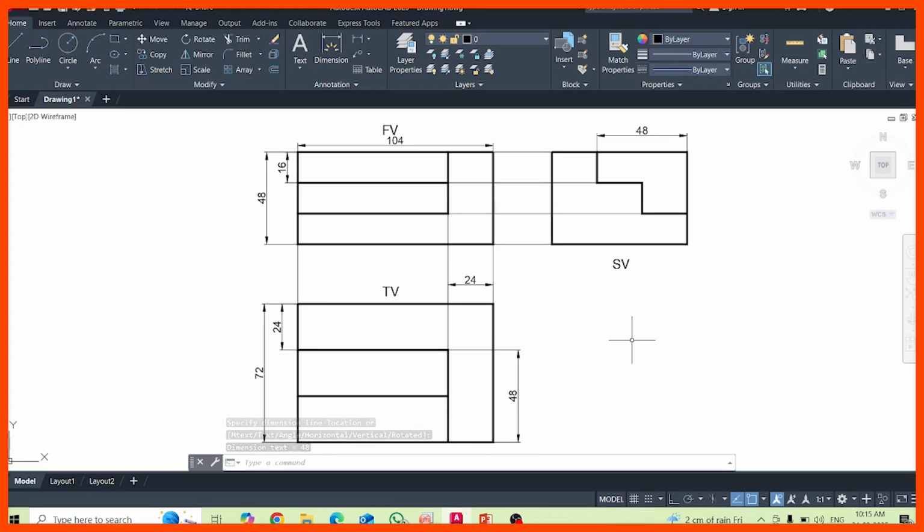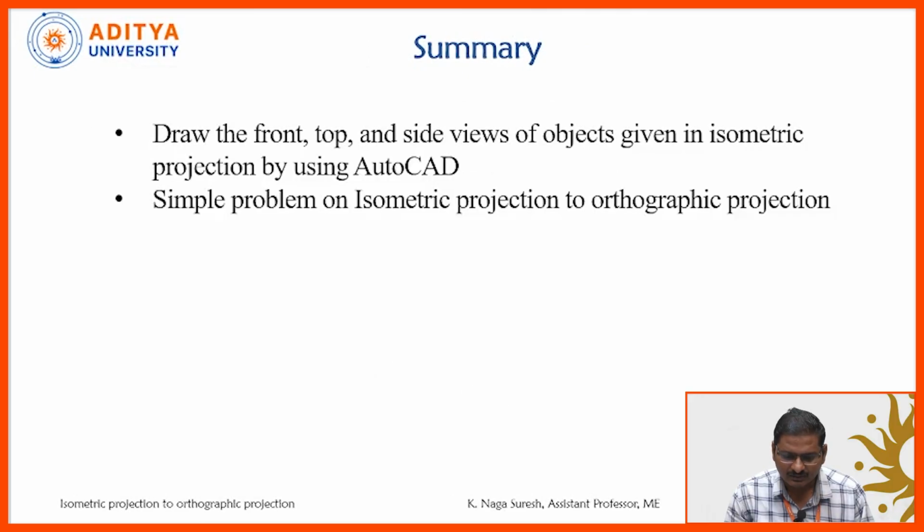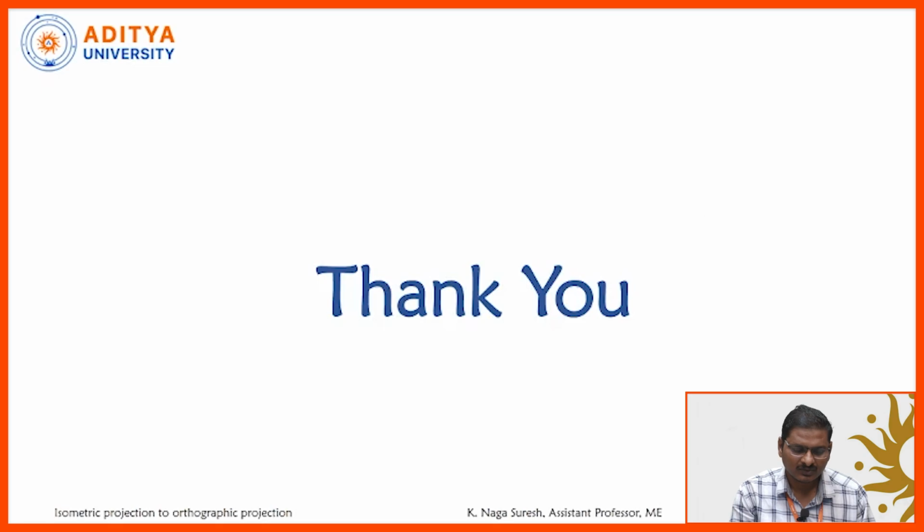So this is how to convert an isometric object to an orthographic object. Yes. So now today we discuss the summary of today's session. Draw the front, top and side views of the objects given in isometric projection by using AutoCAD. A simple problem on converting isometric projection to orthographic projection. Thank you.